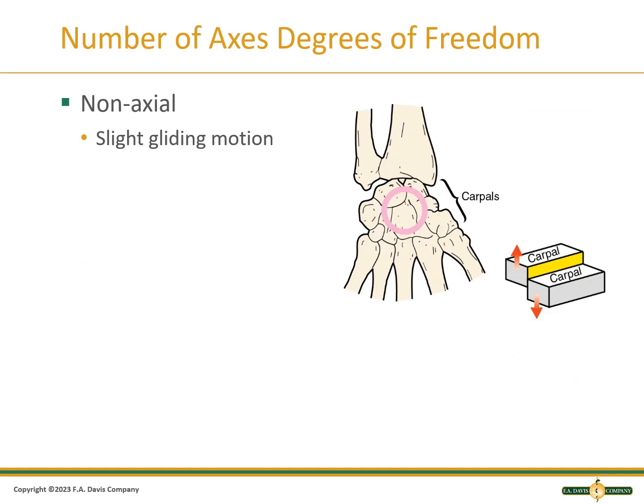How much movement a joint has is based on how many axes of rotation or degrees of freedom the joint has. Non-axial joints have no axes of rotation or degrees of freedom, but may have a slight gliding motion that occurs between the two bones, such as what we see in the carpals of the hand or the tarsals of the feet.